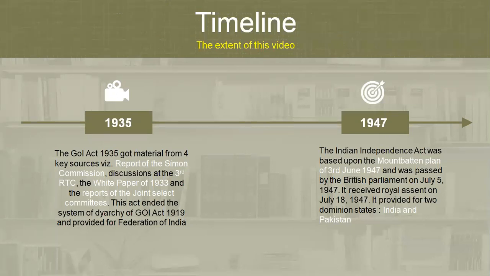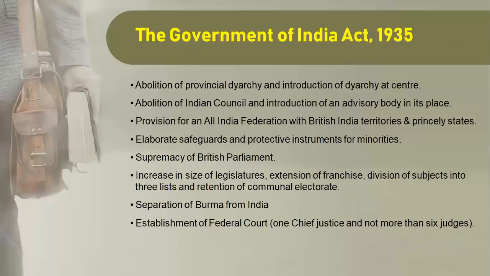Now, talking about Indian Independence Act 1947, this plan was given by Mountbatten on 3rd of June 1947, and it was passed by the British Parliament on 5th of July 1947. So it took them almost 1 month to get this cleared. And finally, within the next 2 weeks, we see that it received its royal assent from the Queen, and India was finally divided into two dominion states, which is India and Pakistan. So now we look at each of them in detail.